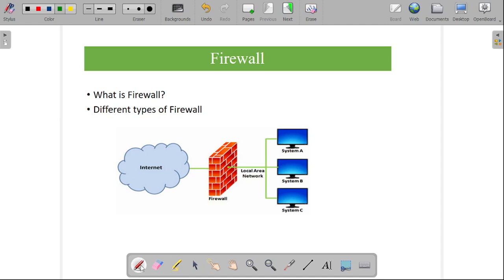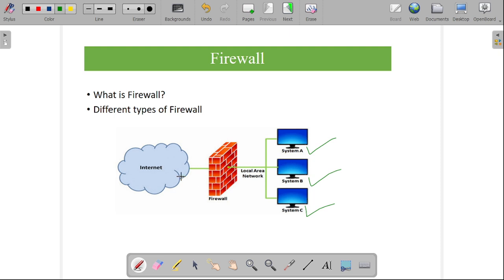Hello everyone. In this section, we will cover what you mean by firewall and what the different types of firewall are in detail. So in the given diagram, there is a local area network, that is LAN, and these three systems, that is system A, system B and system C, are connected with the help of the local area network. And all these devices are taking data from the internet source.